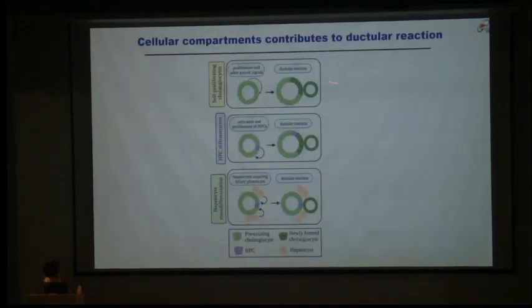What cellular components contribute to the ductular reaction? First, self-proliferating cholangiocytes make the ductular reaction. In HPC differentiation, HPCs are activated and convert into cholangiocytes, contributing to the ductular reaction. Or the hepatocytes, as I showed you in the last slide, differentiate into cholangiocytes and then contribute to the ductular reaction.